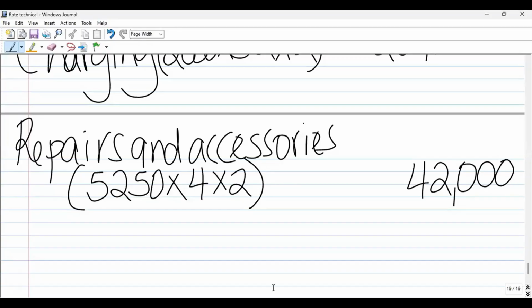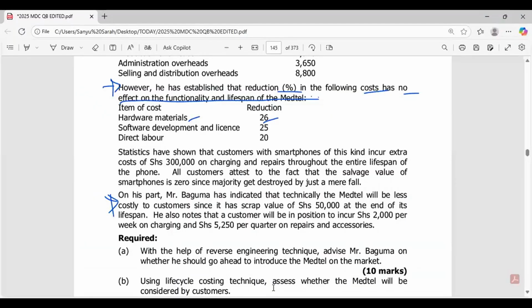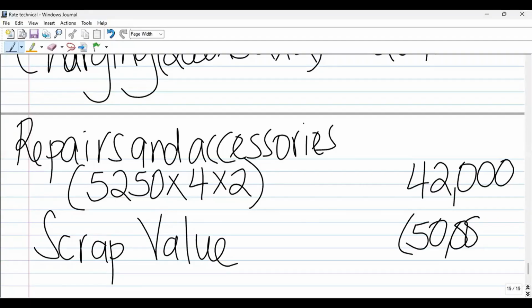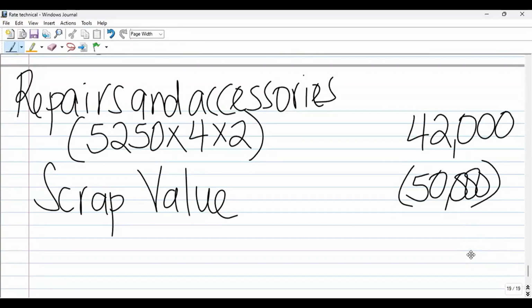We go to the next. Do we have any other cost? We have a scrap value of 50,000. Scrap value is only received once, in the last year. Remember these things don't have discounting. We put it as a negative 50,000. Scrap value is always taken as a negative when you're computing life cycle costs. Remember that.